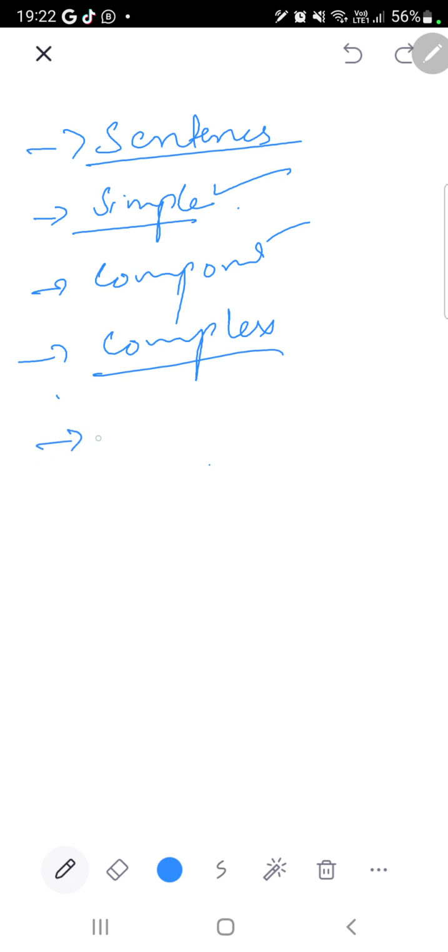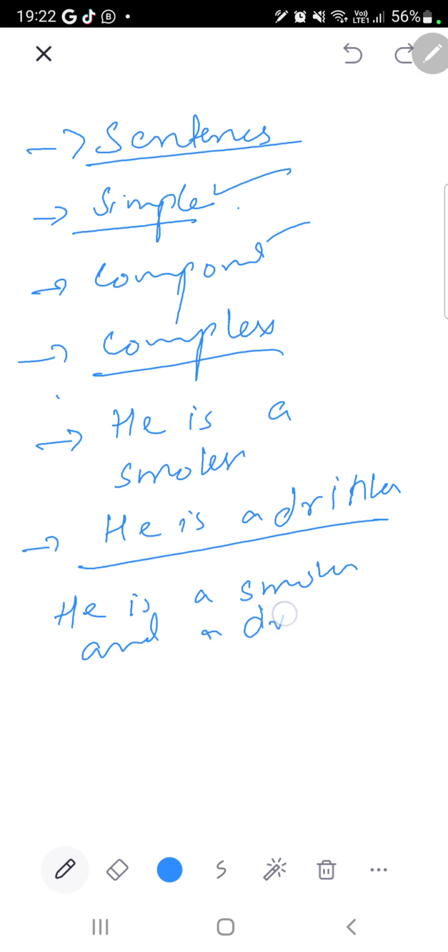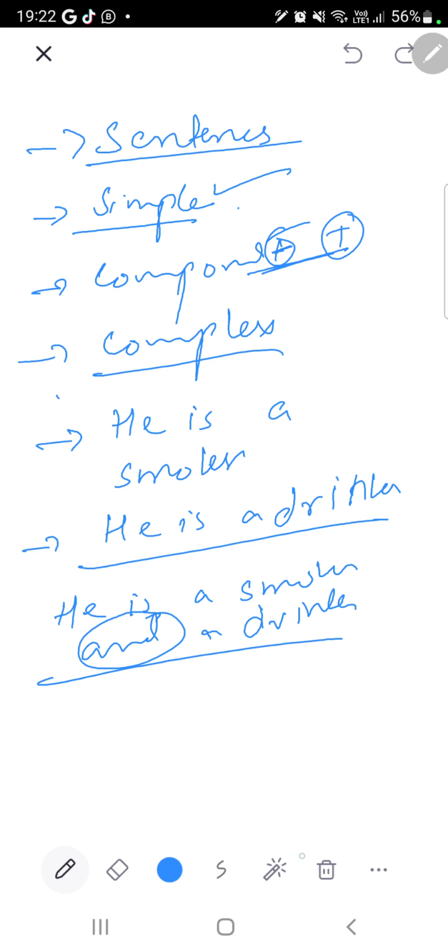But still, what is a simple sentence? Let's say he is a smoker. It's a simple sentence, right? He is a drinker. It's another simple sentence. So we can write them together. He is a smoker and a drinker, right? So to make it a compound sentence with the help of a conjunction, we may have and, but, nor, so, yet, and so on. So when we have to combine two similar groups together, we can use a compound sentence.